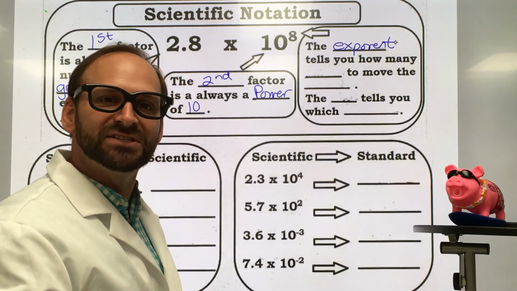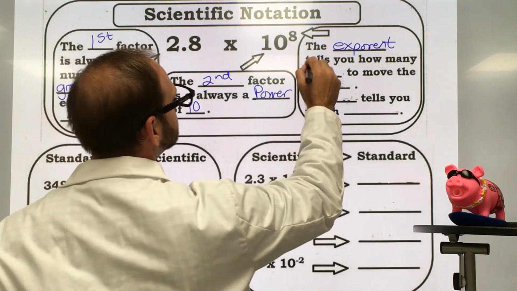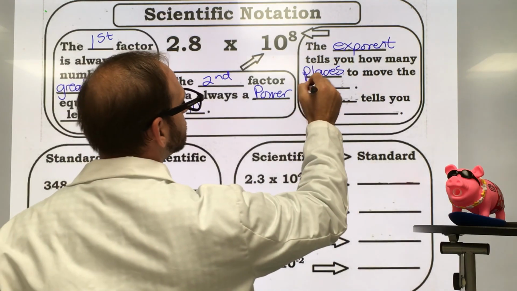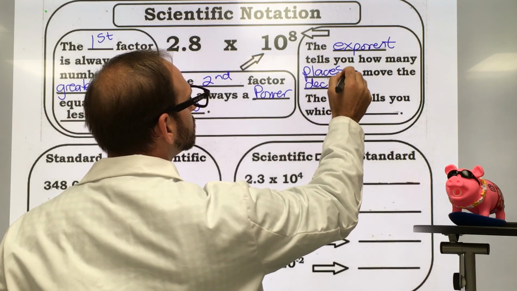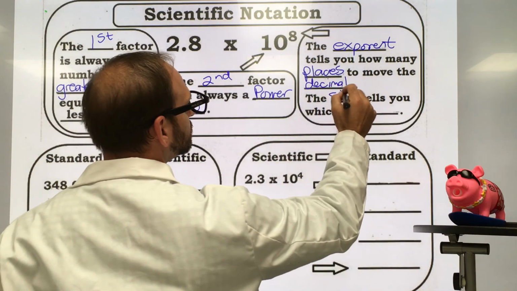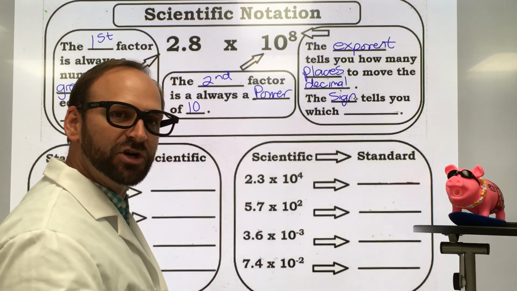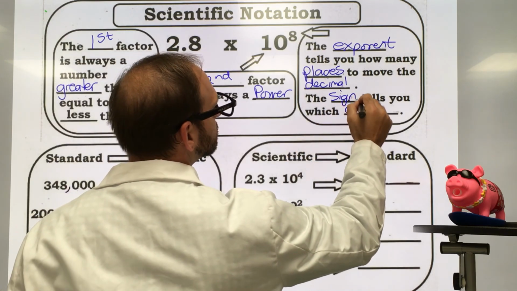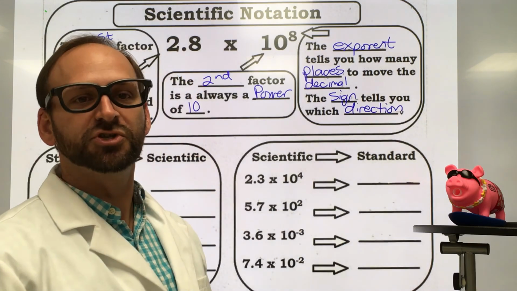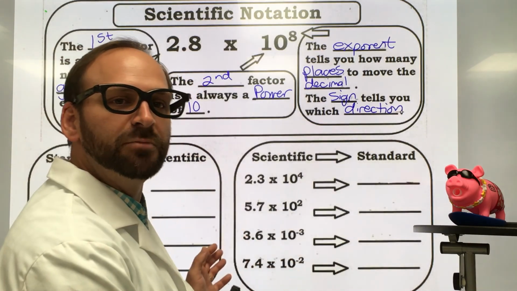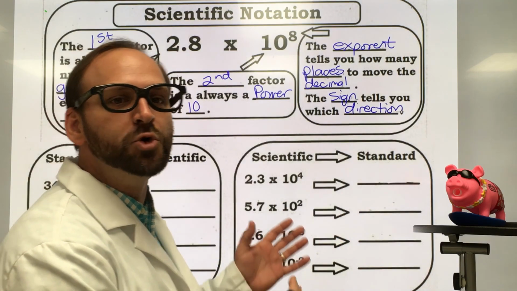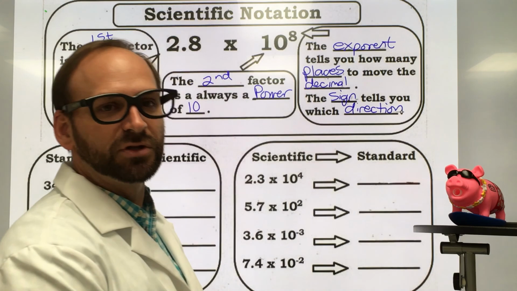The exponent tells you how many places to move the decimal. The sign of the exponent, so whether it's positive or negative, is going to tell you which direction to move the decimal. So if it's a positive exponent, we're going to move the decimal to the right. If it's a negative exponent, we're going to be moving the decimal back to the left.